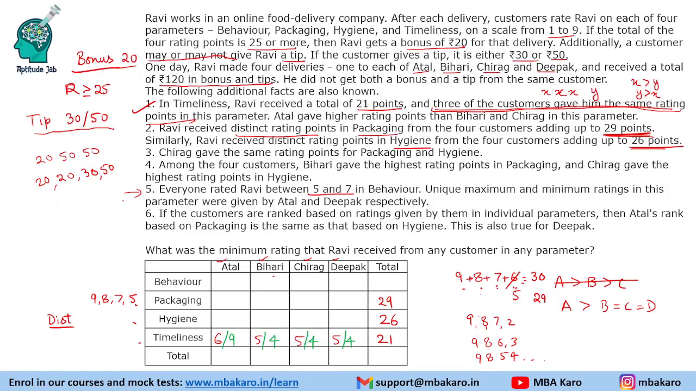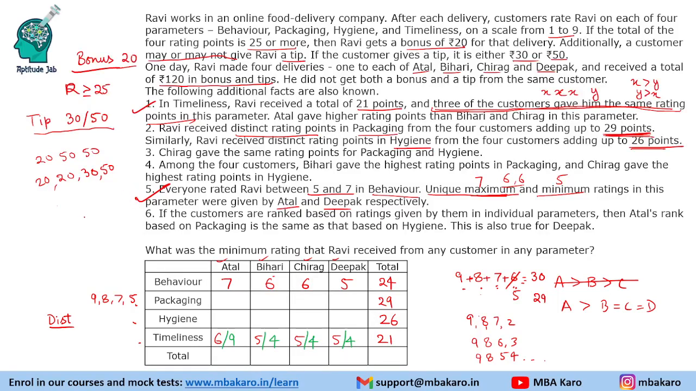Let's fill the fifth point first, because we filled some information over here that everyone rated between 5 and 7 in behavior. So the range is 5 to 7, and it gives a unique maximum and minimum. Unique maximum means only one person will give the maximum, that is 7, and unique minimum means only one person will give 5 points. It means the other two people will give 6 points. So in this behavior, the points will be 7 6 6 5. Who is giving 7 points? Atal. And Deepak is giving 5 points. So Atal giving 7 points, Deepak giving 5 points, these two people giving 6 points each. So we have 13 plus 11, total 24. So this was an easy statement to fill out of the remaining ones.